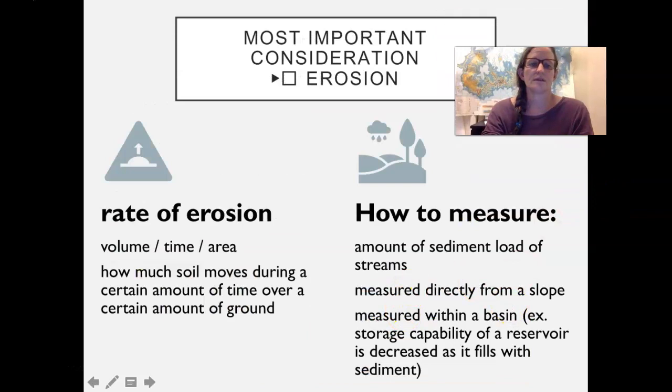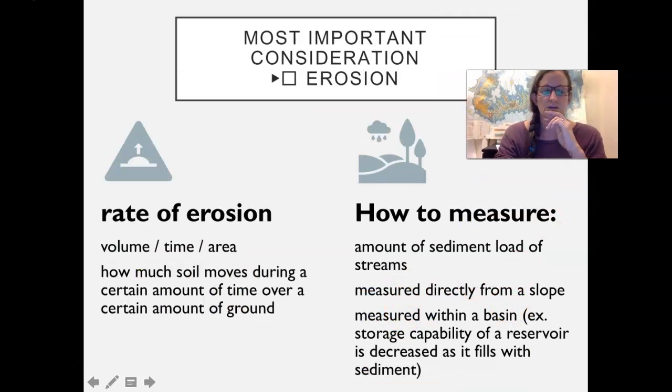All right, erosion rates. This is one thing that we study in geology, and we look at it in terms of the volume of soil eroding over what amount of time, over what surface area. How much soil moves during a certain amount of time over a certain amount of ground. And how do we measure that? Well, geologists have been coming up with different ways for forever. So how to measure it?